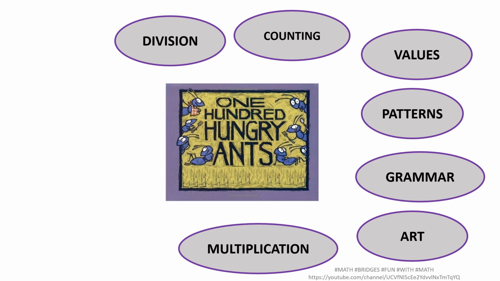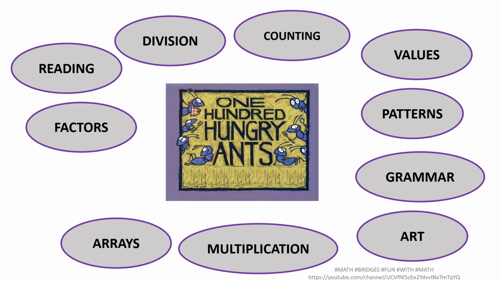You can take division facts and multiplication facts by grouping. Grouping can be considered over here. And reading, this is one of the most important factors. Reading the story where they learn the language, it's very important. Reading can be done, and it can be correlated to factors and also arrays, arranging them in rows and columns.